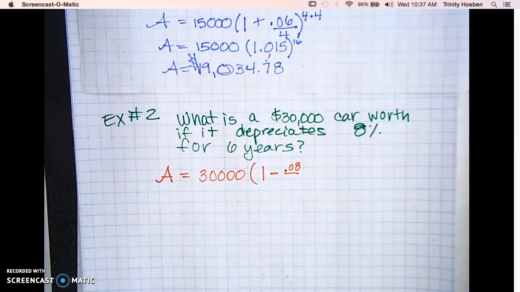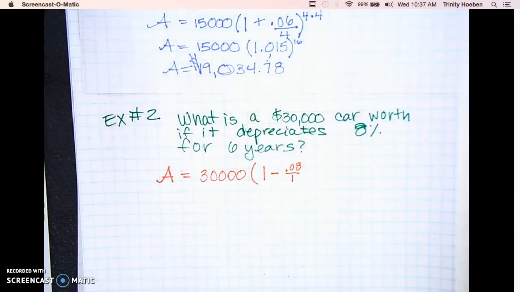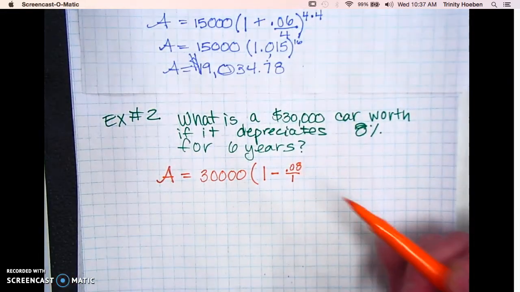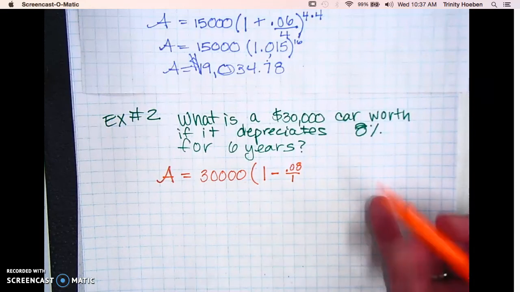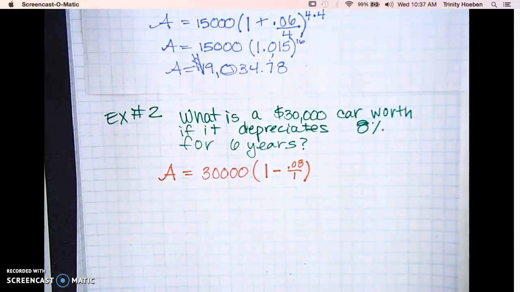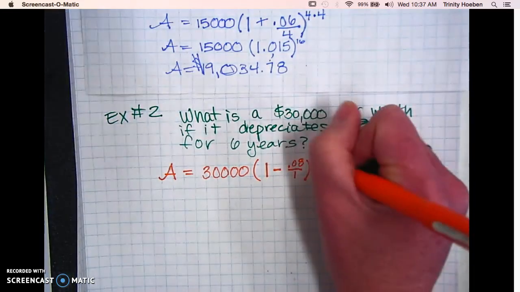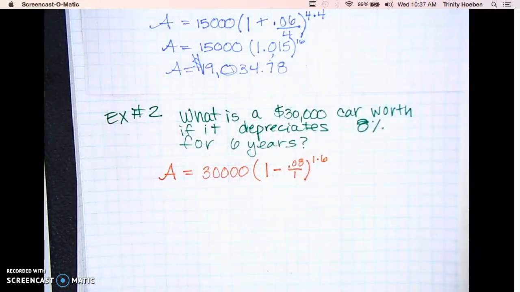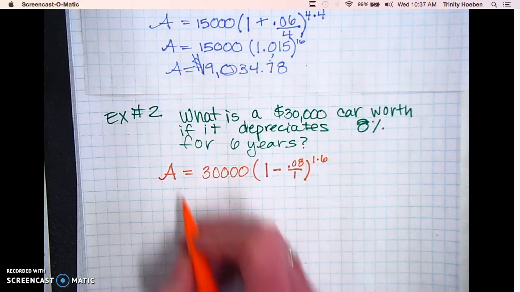It doesn't say. So it's going to be 1. Which technically, if you know that, you don't necessarily need to write that, because when you multiply or divide by 1, you're just going to get back to the same number. Okay. To the power of the number of times per year, which is 1, times the number of years, which is 6. And then I'm going to simplify it just a little before I type it in the calculator.